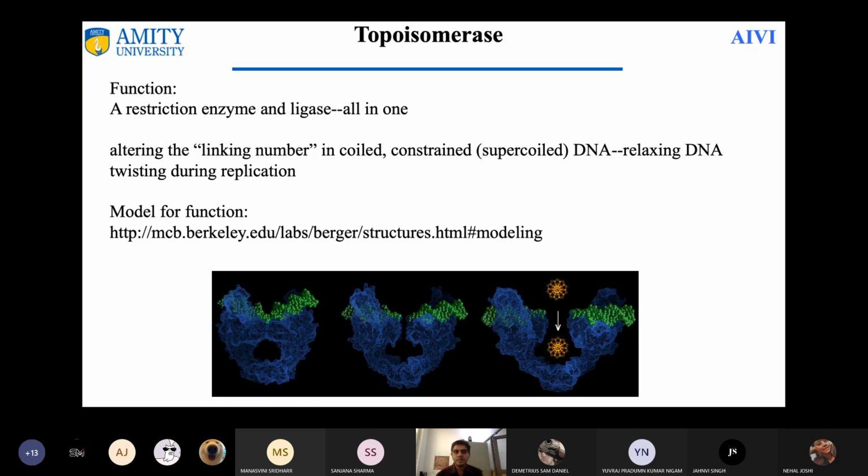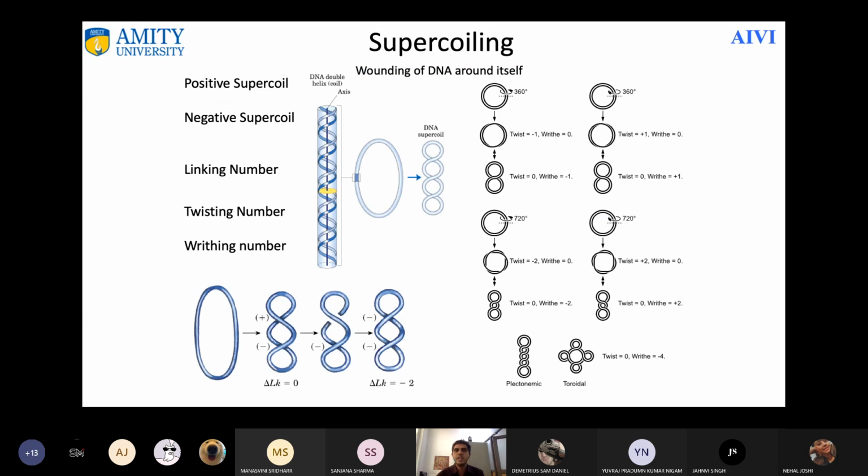Now, what type of topology is there in the case of our DNA? You might have heard the term supercoiling. Here a slide will explain what supercoiling is. Supercoiling is when the DNA is circular and double helical, and it further coils up. Further coiling is called supercoil. Whatever DNA we have, all of our DNA is supercoiled, and most of our DNA is negatively supercoiled.